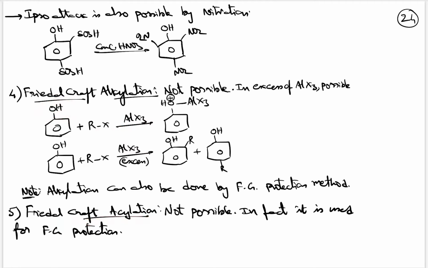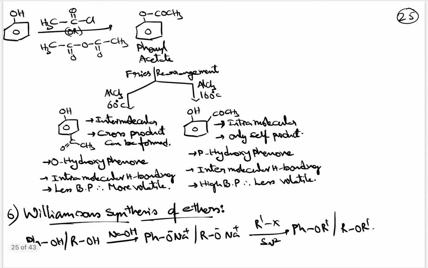Then Friedel-Crafts acylation. This reaction is also not possible. In fact, it is used for functional group protection itself, for the same reason. This is the functional group protection reaction. You see, phenolic OH will get acylated by acyl chloride or acetic anhydride. You will get phenyl acetate, and this phenyl acetate will undergo Fries rearrangement in presence of AlCl3 and heating.